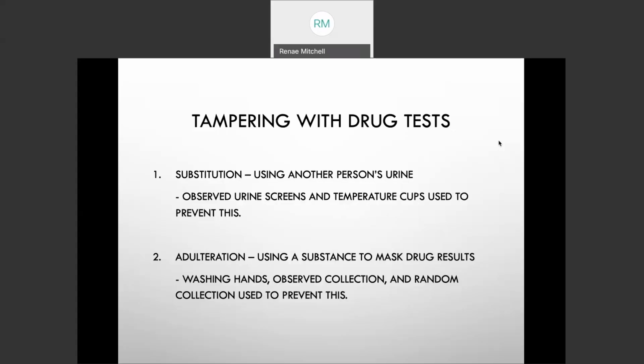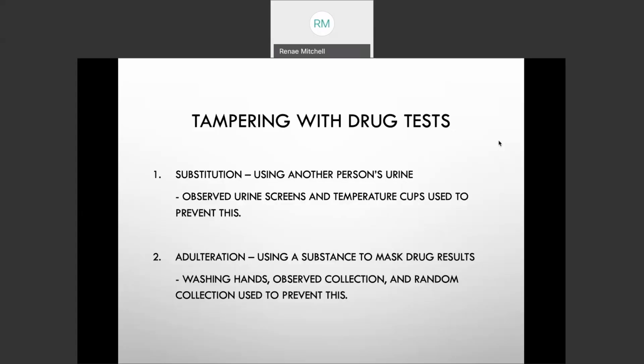So one is observing the urine screen itself, watching the person provide the urine sample. And another is measuring the temperature of the cup, making sure that the urine sample being provided is at a temperature that it would be if it was a fresh sample.